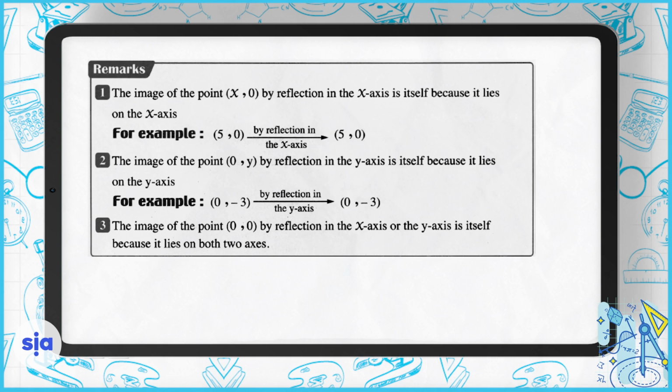Same idea, the image of the point 0, y by reflection in the y-axis is itself because it lies on the y-axis. For example, 0, negative 3 by reflection in the y-axis: we change x, so 0 remains as it is, as 0, negative 3. The image of the point 0, 0 by reflection in the x-axis or the y-axis is itself because it lies on both axes.